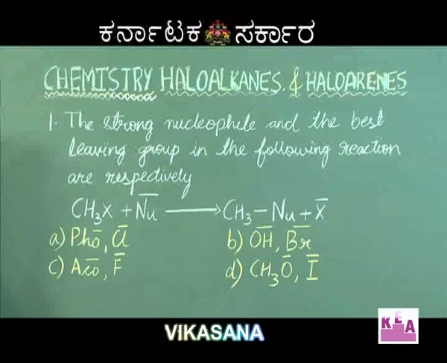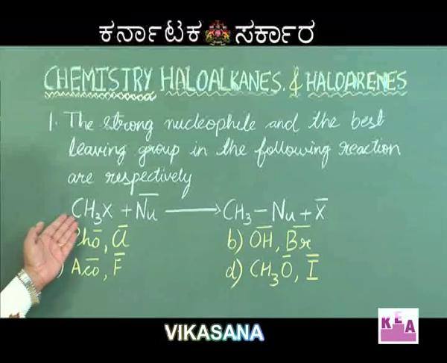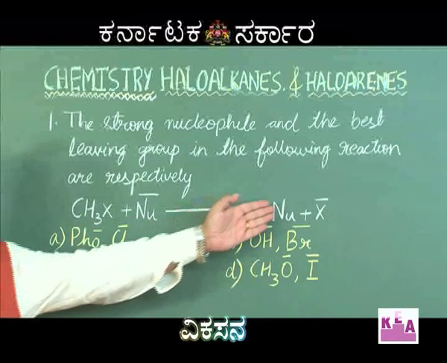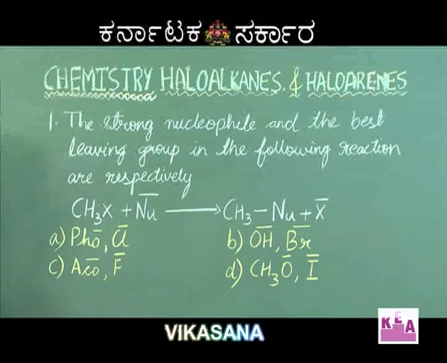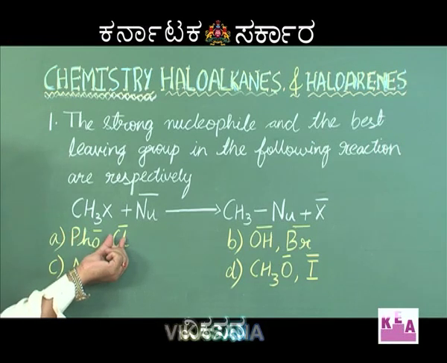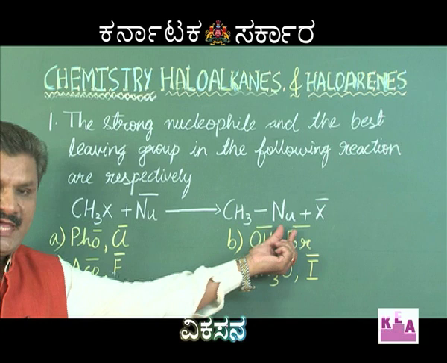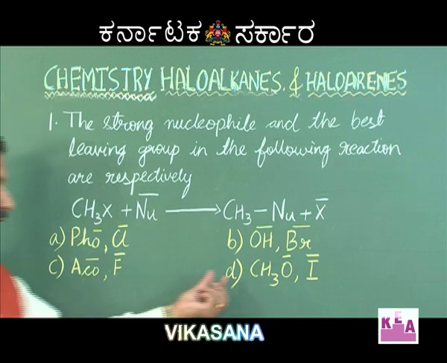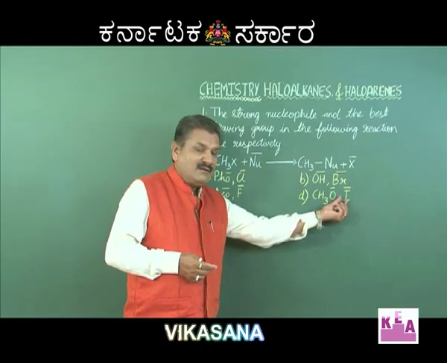The question goes like this: the strong nucleophile and the best leaving group in the following reaction are respectively. The reaction is CH3X plus nucleophile giving CH3Nu plus X minus. The options given are phenoxide ion and chloride ion, OH minus and Br minus, acetate ion and F minus, CH3O minus and I minus.